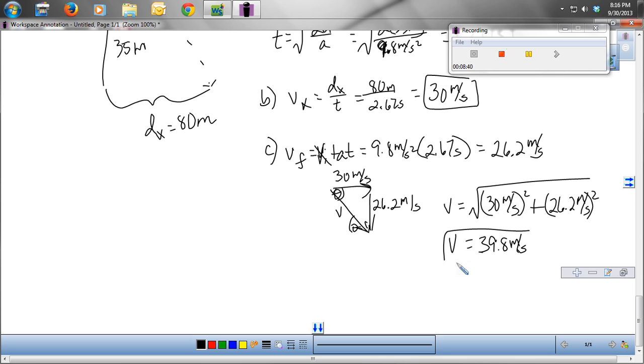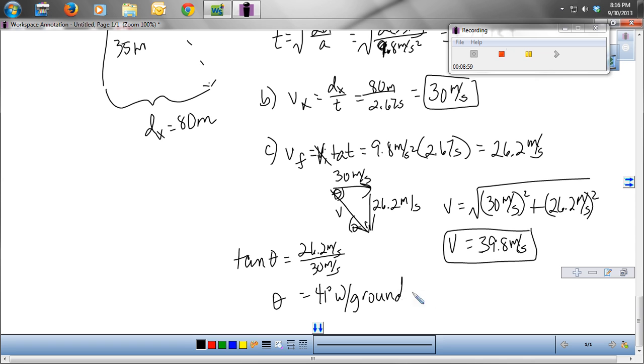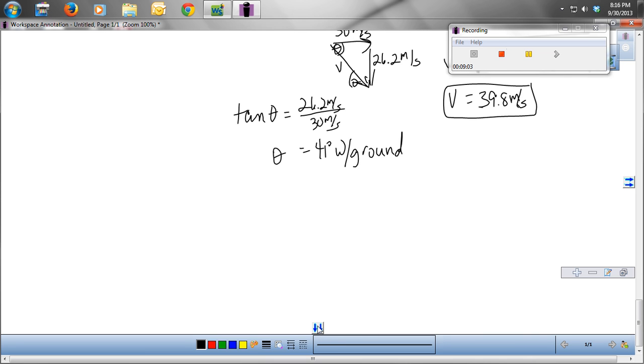And now I need the angle with the ground. So I said, well, the tangent of theta is equal to 26.2 over 30. And I got theta to be, I think, 41 degrees with the ground. All right, so that takes us through number 3. We'll do 4 and then we'll make a new recording.